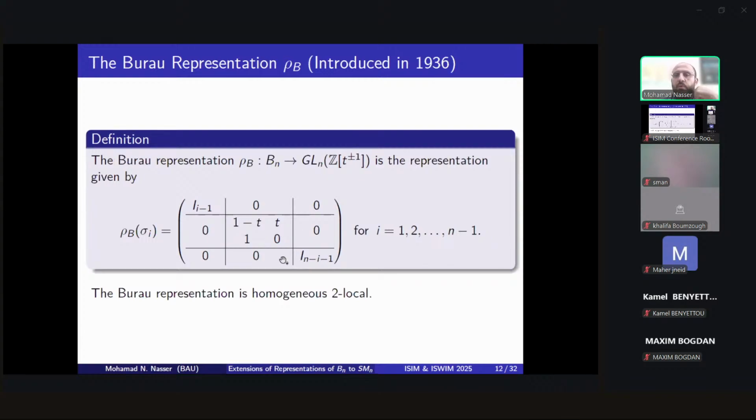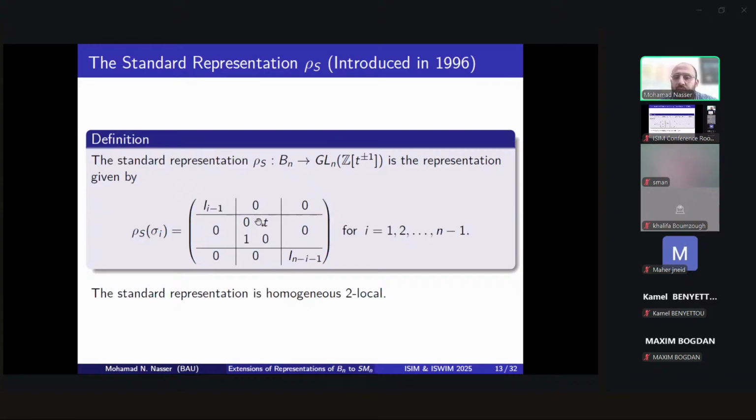This is, for example, one of the most important representations, called the Burau representation, one of the most famous representations of the braid group. This is 2-local, since we have here a matrix which is 2 by 2. This is the standard representation. These representations we will need in our work.